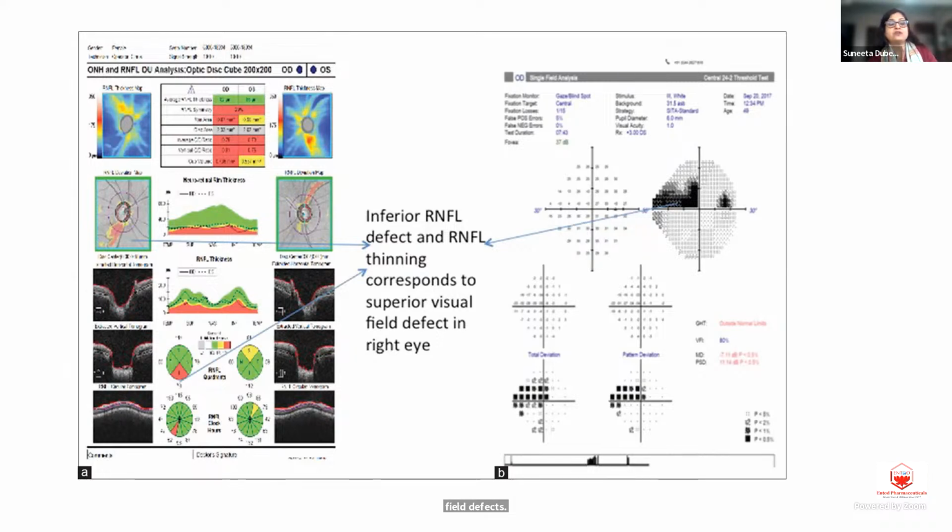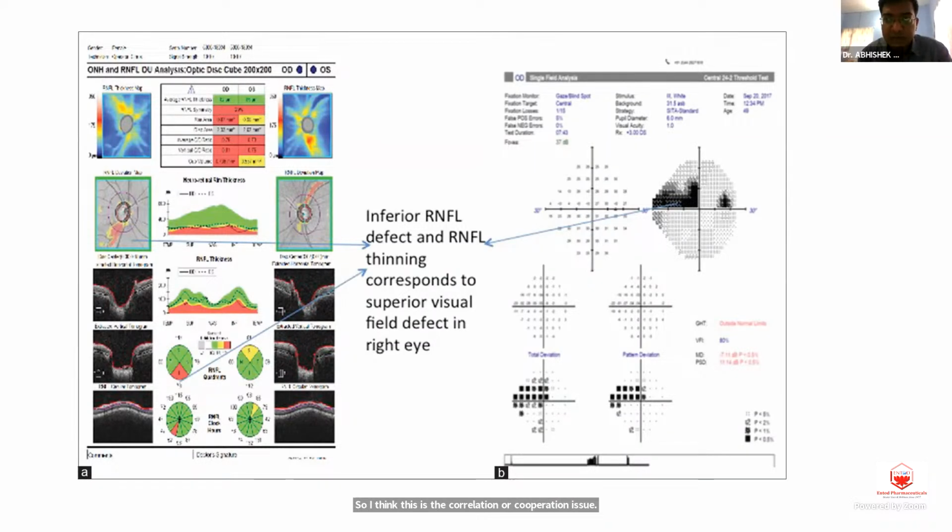And in OCT, when you try to correlate or corroborate the findings, the RNFL defect is also very close to the macula. So I think this is the correlation or corroboration you should do. Thank you, ma'am, for pointing that out.